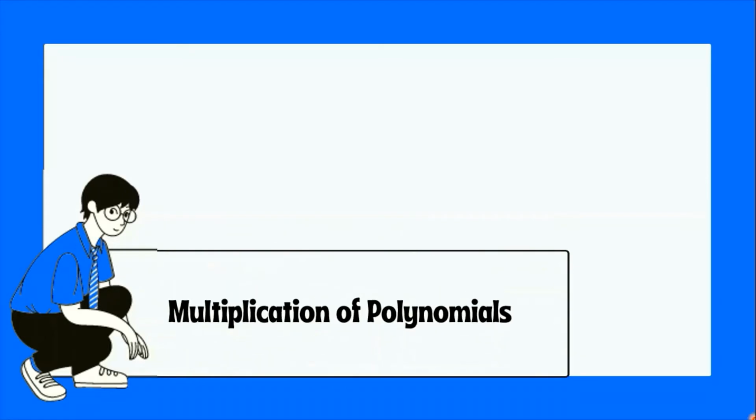Now that we understand the laws of exponents, we can now apply these to multiplication of polynomials. Aside from the laws of exponents, very important din na alam natin yung basic rules of multiplication of integers. The product of integers with similar signs is positive. So for example, ang ating i-multiply together ay parehong positive at parehong negative. Pag pareho yung sign ng ating dalawang integer na minumultiply, ang sagot natin dapat ay positive.